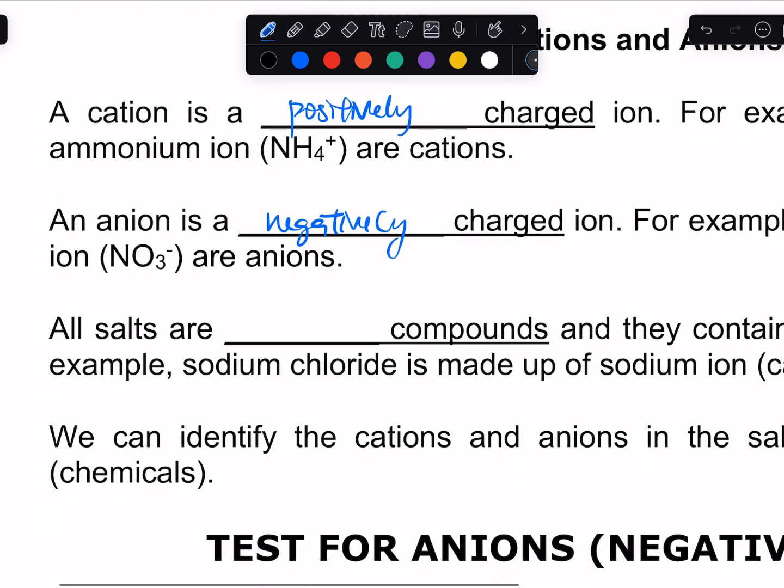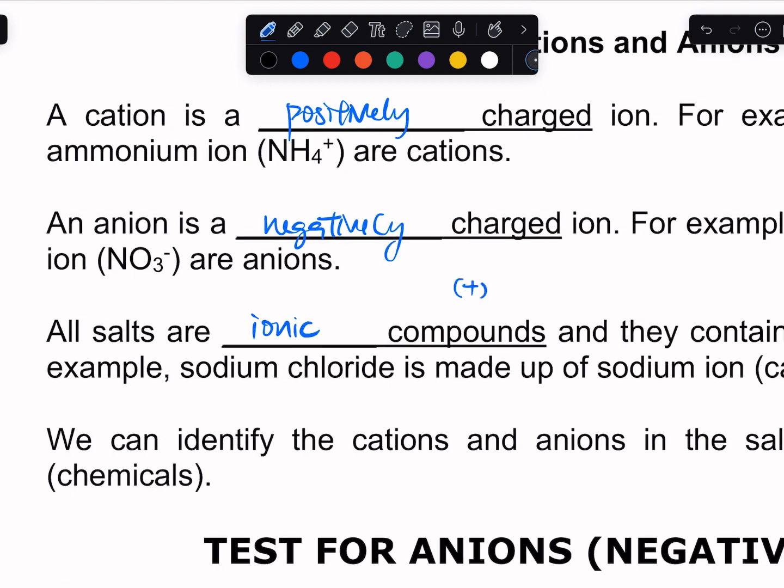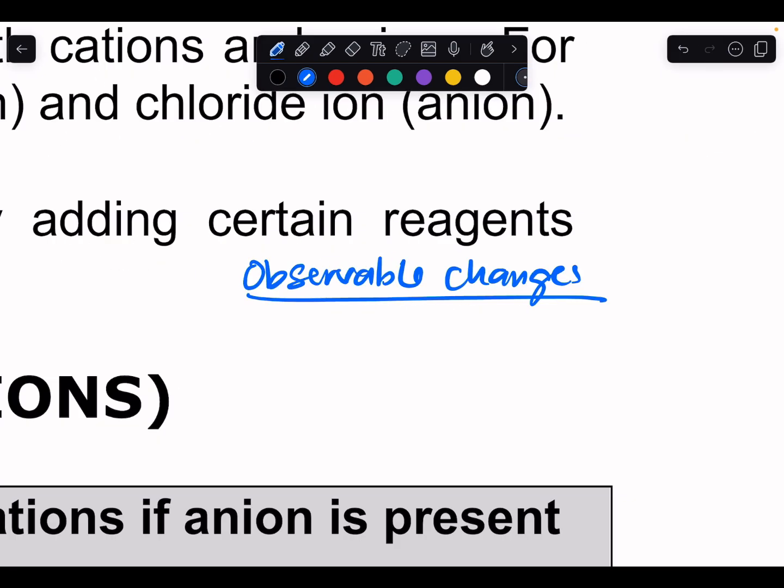So all salts are ionic compounds. That is to say, they are made up of one plus and one minus, one cation and one anion. So generally, there are two ways we can make observable changes. One is we try to form a precipitate.